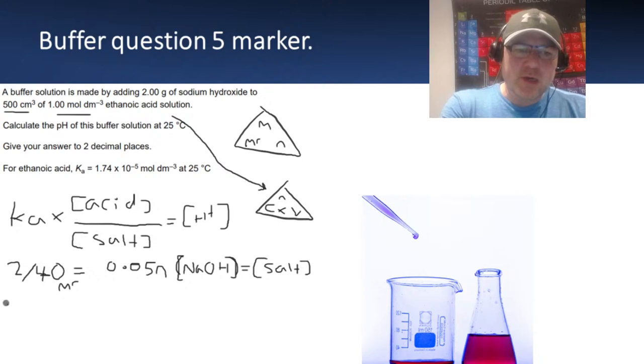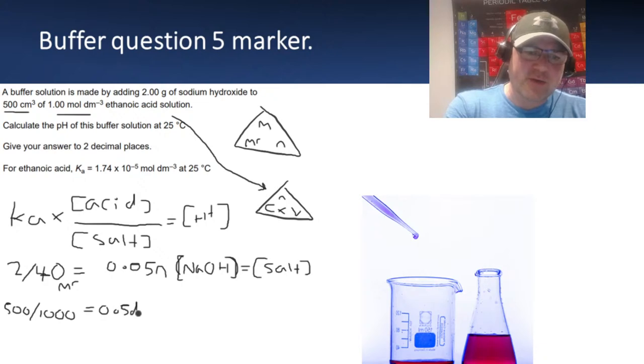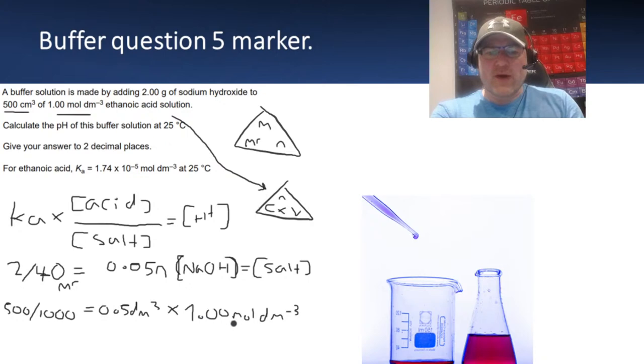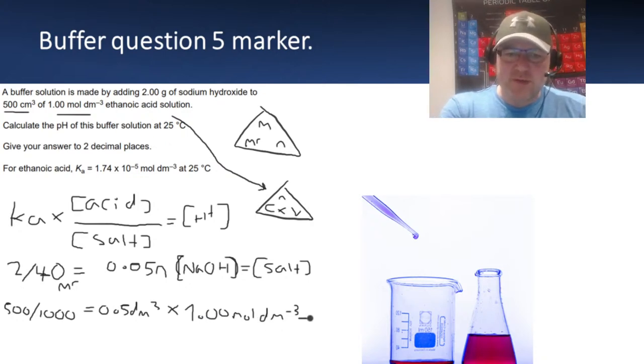So if you remember, we're going to do 500 centimeters cubed. Now, we don't like centimeters cubed in chemistry. We deal in decimeters. So we're going to do 500 over 1,000. And this is showing you how hard this buffer stuff is. You're going to get 0.5 decimeters cubed, right? And that's of our acid. And we know that the concentration of the acid is 1.00 mole dm minus 3. It's long writing out mole dm minus 3. You can just write a capital M, but then that might confuse people. So 0.5 times 1. Guess what? This is how many moles of acid we've got. I've got 0.5 moles of acid, right?